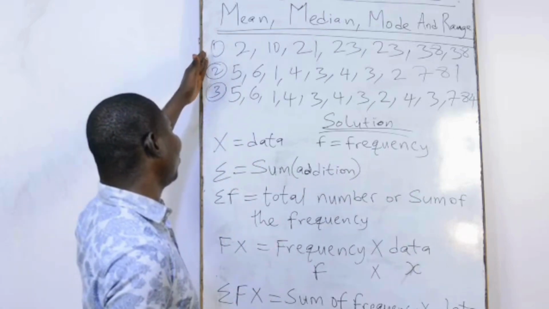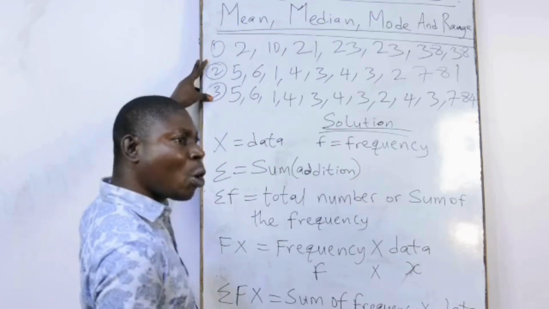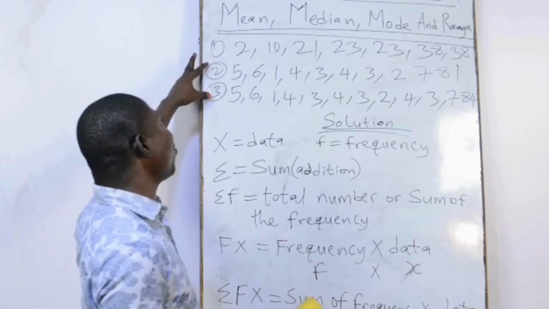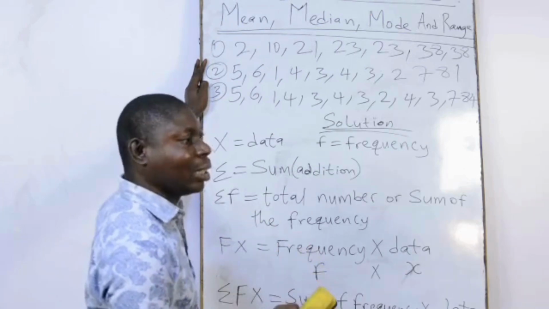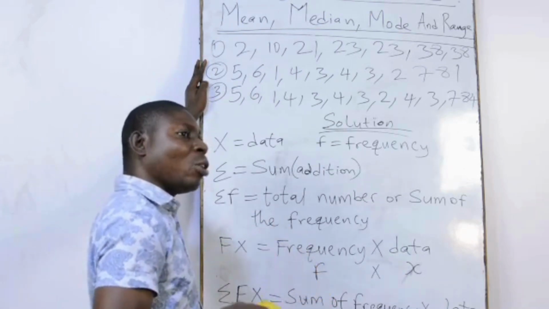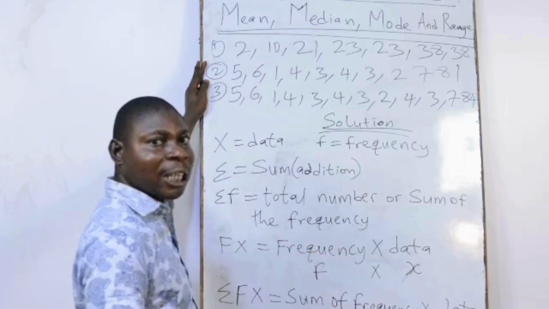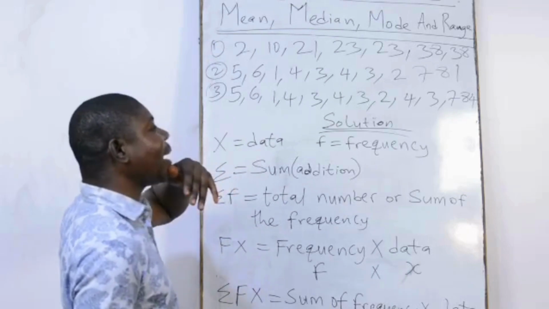We examine all these examples. You know that this example is in the form of raw data. Before we calculate this, we need to convert it to group data. Then we will still examine group data also, but this one is raw data. So now, let's quickly define some parameters.